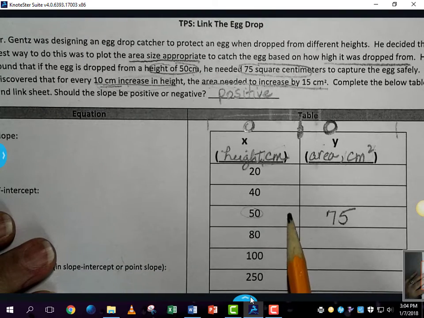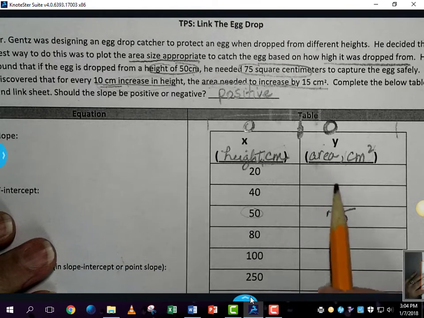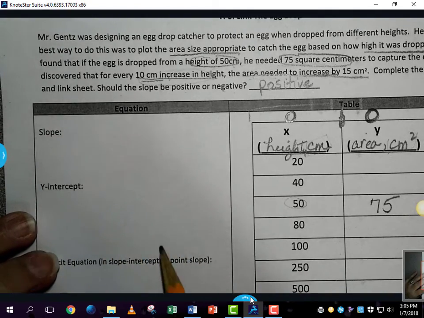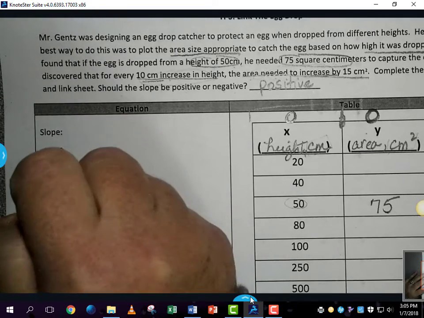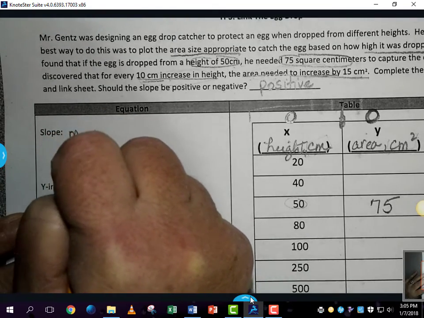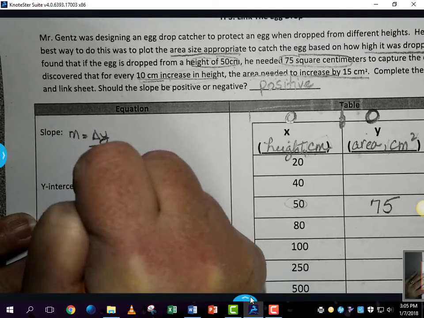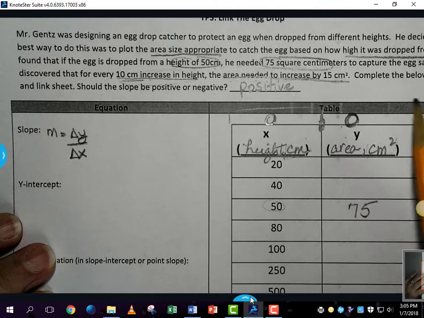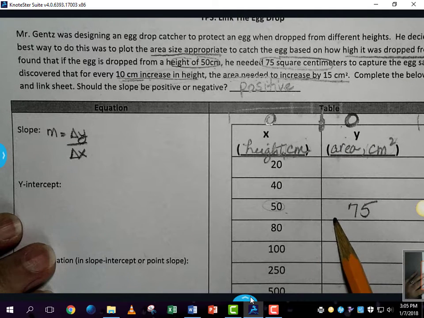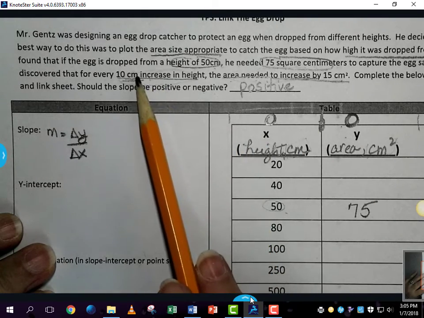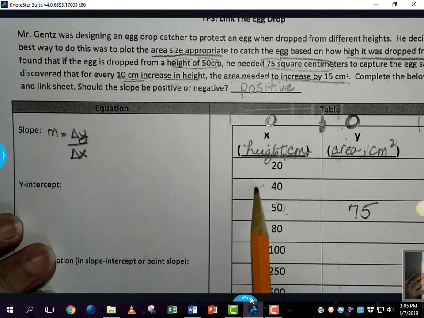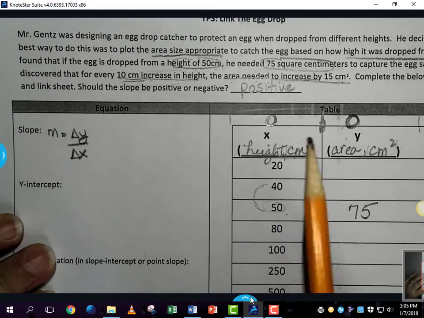Okay, so we need to do a couple different things. We need to fill in numbers here. We need to figure out what the slope is. We need to figure out the y-intercept. Well, we know that the slope, m, is the change in y over the change in x. Now maybe initially you didn't put in this 0, 0. Maybe you only put in the 50, 75, and then you didn't have anything else to work on. Well, this does tell us that when the height increases by 10, here's an increase of 10 from 40 to 50.